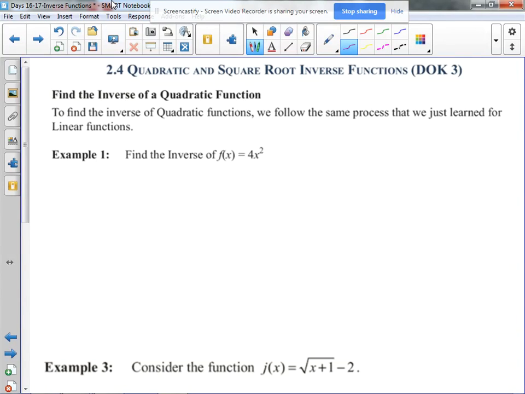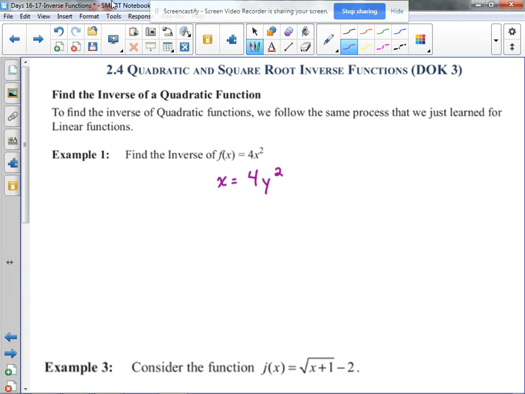So finding the inverse is the same for any function out there. The difference is when you're solving for y, some different things may happen depending on what type of function it is. So we're still going to begin by switching x and y. If we're trying to find the inverse of f of x is equal to 4x squared, we begin by switching x and y.